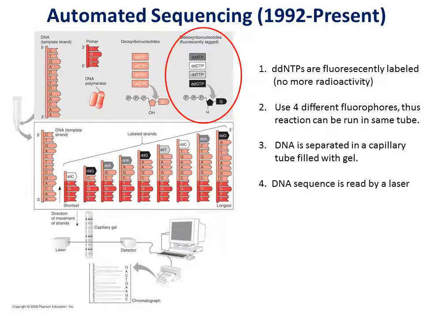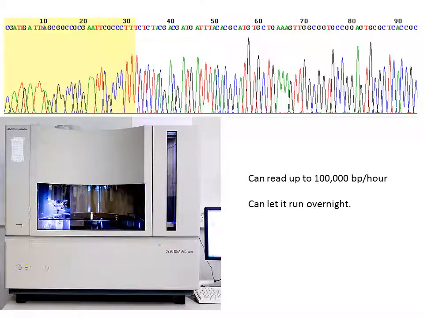So here's the fluorescently tagged dideoxyribonucleotide. So you would then generate a set of data that looks like this, that basically has a printout of what the actual sequence is. So rather than being able to read 200 to 400 nucleotides per run, which would take several hours to generate that gel and then an overnight exposure to the film, you could actually now, with this automated sequencing method, read up to 100,000 base pairs per hour.